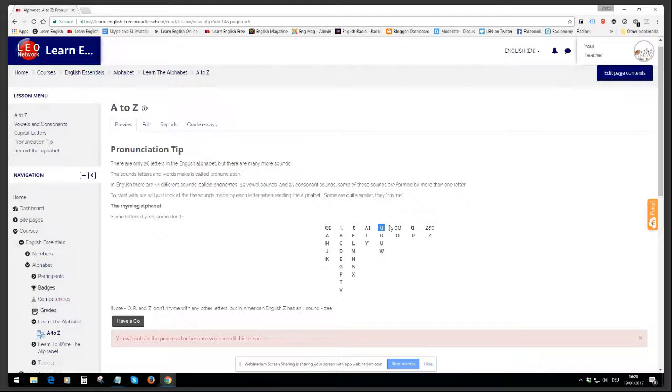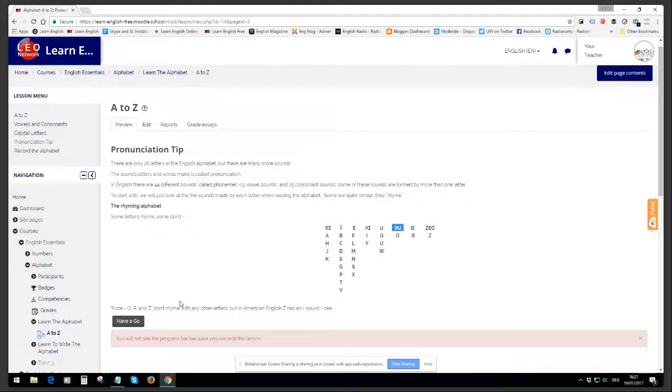Then you have the U sound. Now, American English is different to British English. So we say U. Okay? And you'll find the U sound, of course, in the letter U, but also in Q and W.